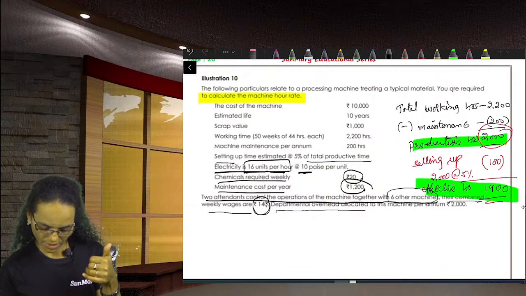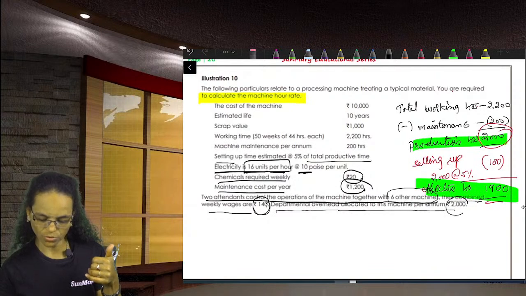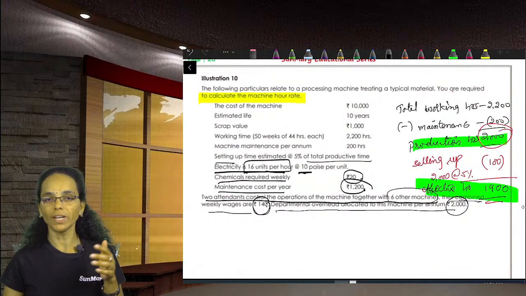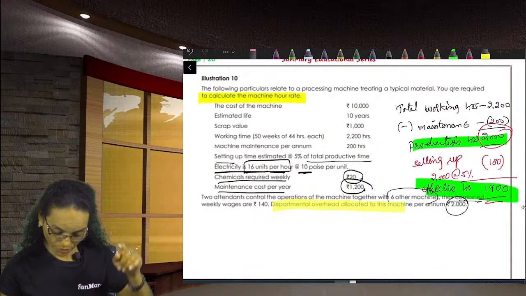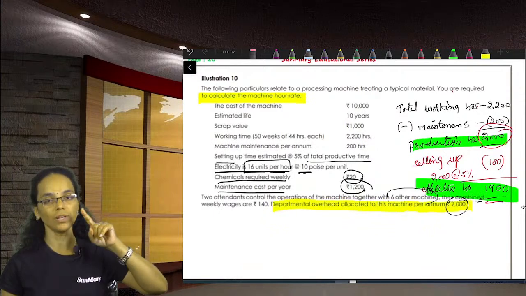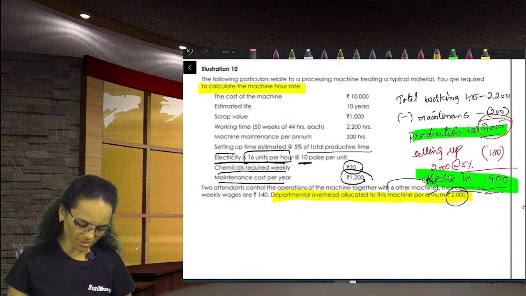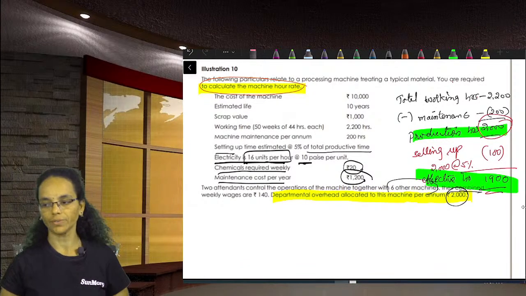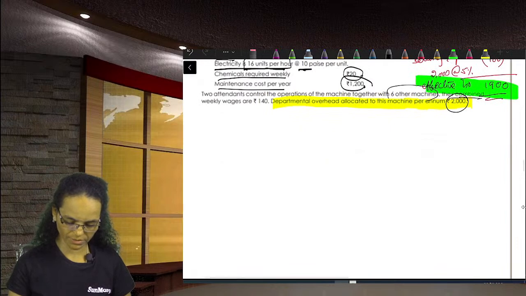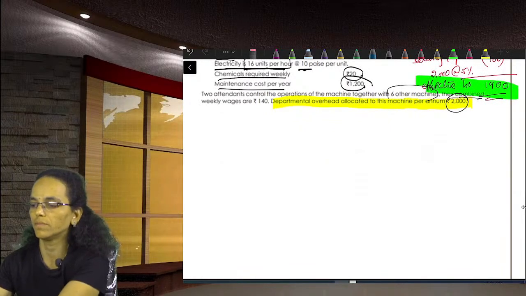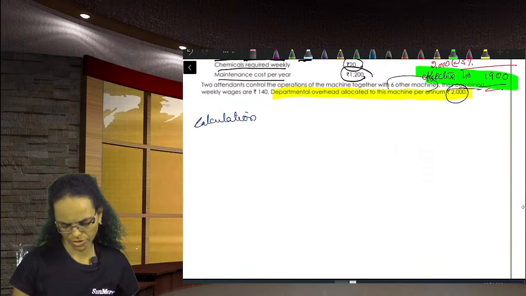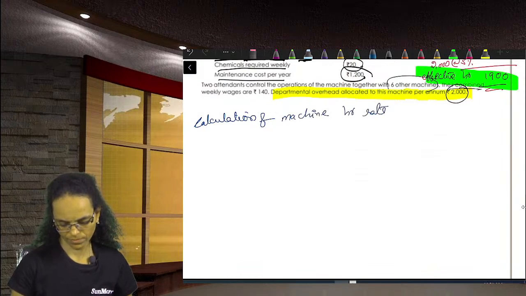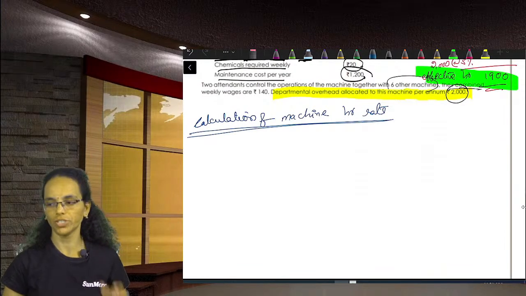Departmental overhead allocated to this machine per annum is 2000 rupees. So, departmental overhead they are allocating to this machine. So, what we need to calculate here? We need to calculate machine hour rate. Calculation of machine hour rate or computation of machine hour rate.